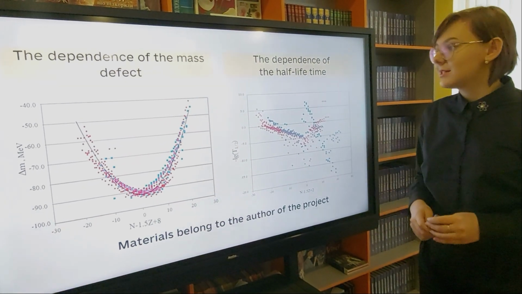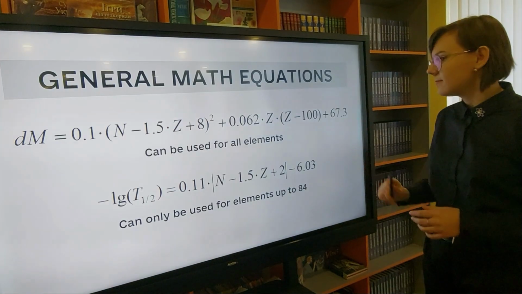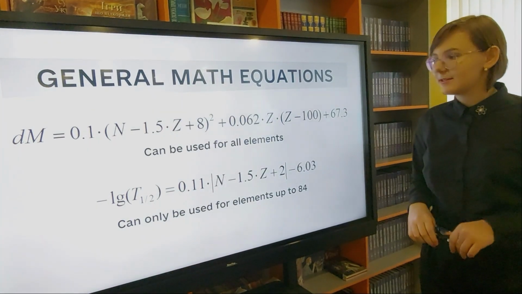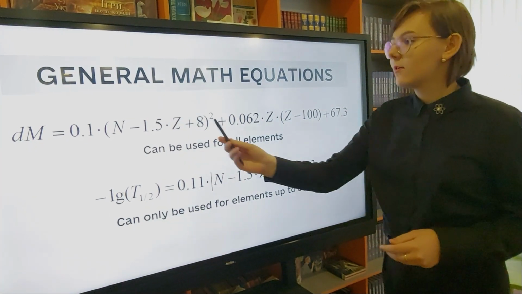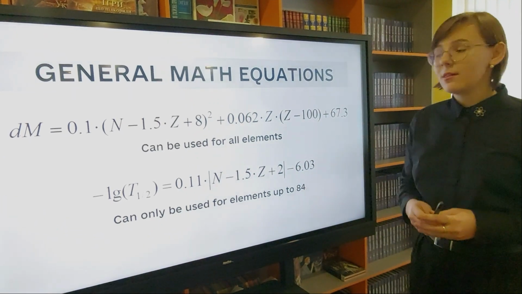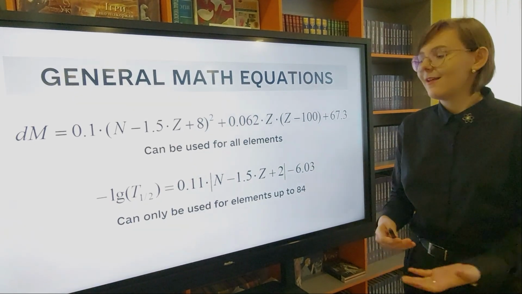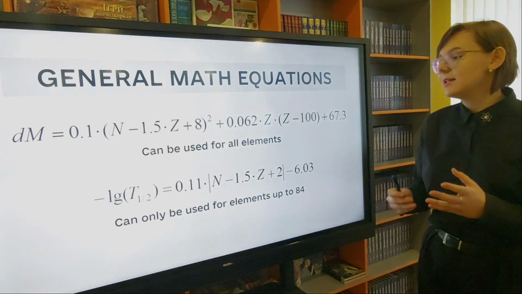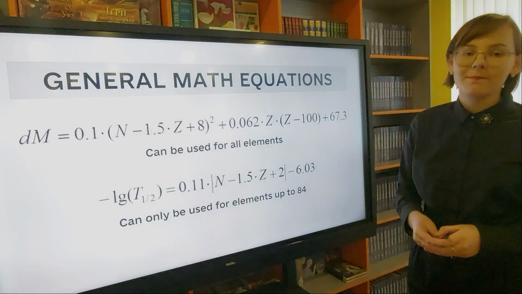We described these graphics by some mass equations. There it is. The first mass equation is for defect of masses, and it can be used for all elements. The second is for half-life time, but it can only be used for elements up to 84.